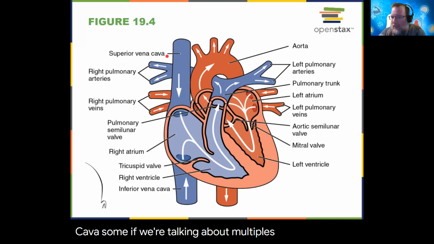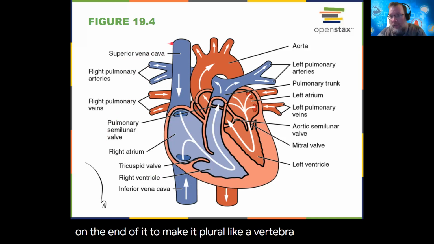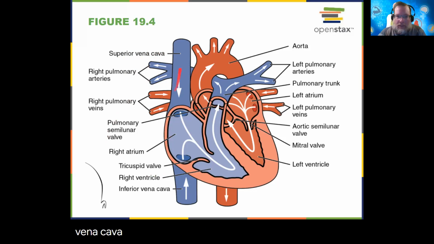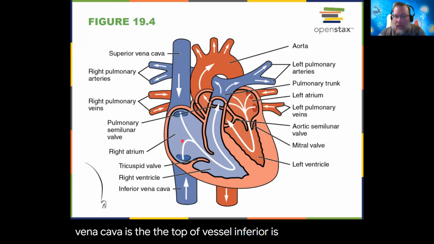an E on the end. Remember, if you have a word that ends in an A, you put an E on the end of it to make it plural, like a vertebra and a vertebrae and multiple vertebrae. So anyway, superior vena cava is the top vessel, inferior is coming up from the bottom.